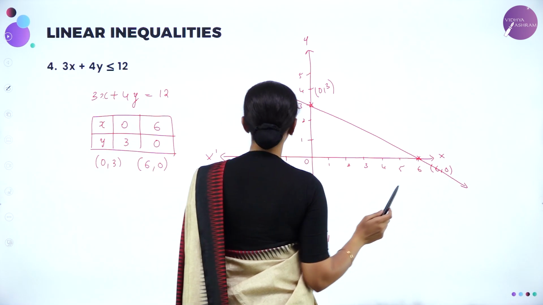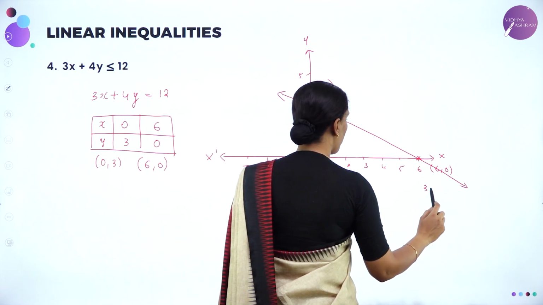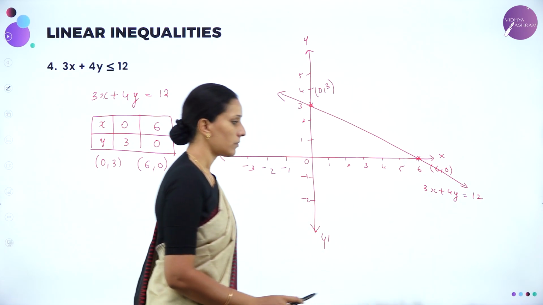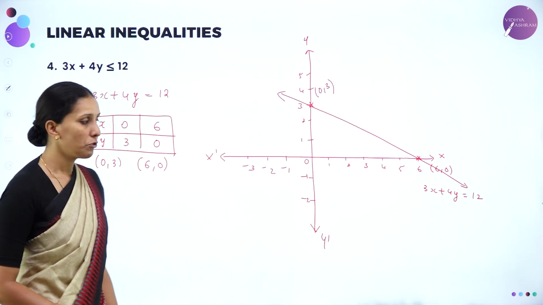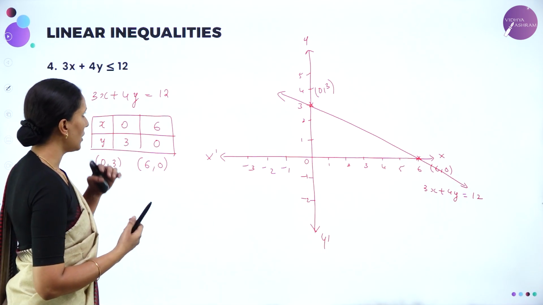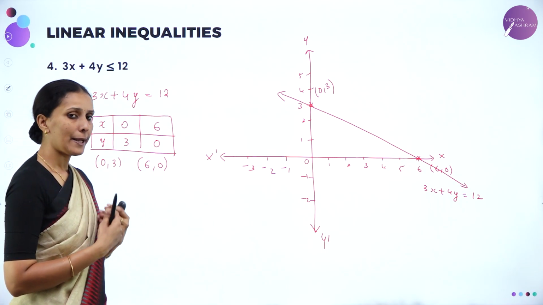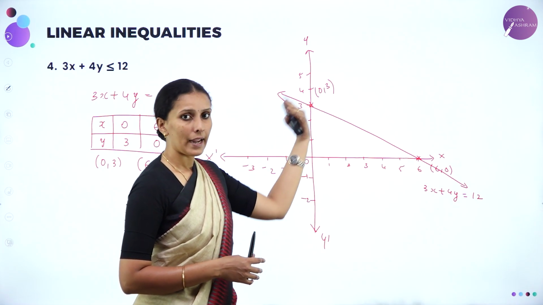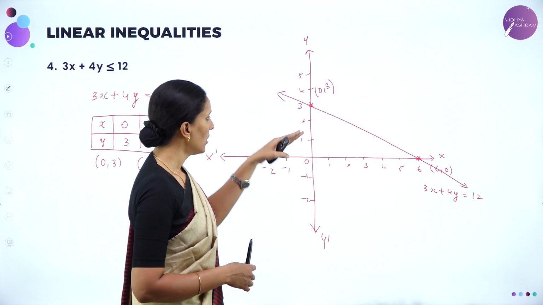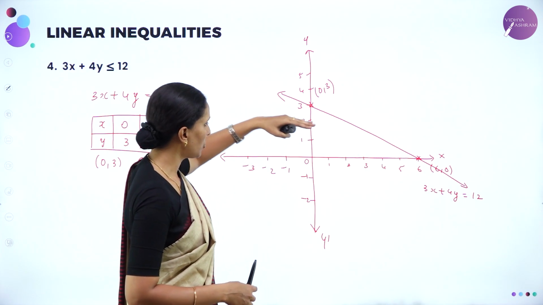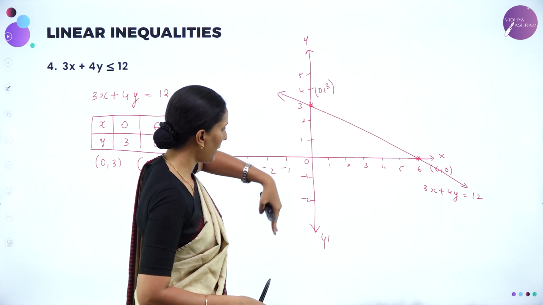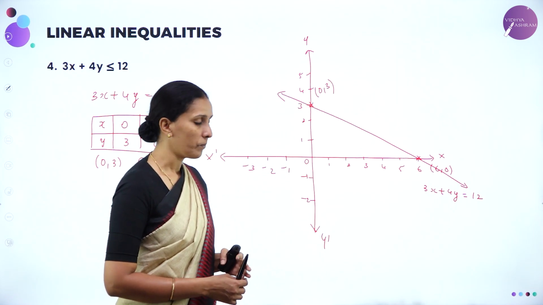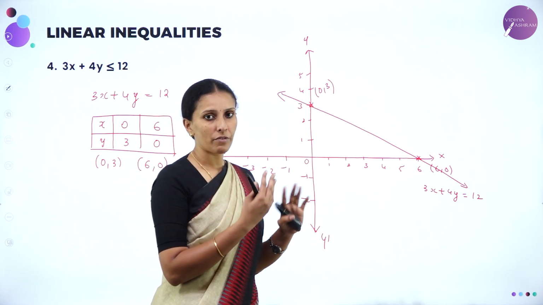So what is the equation of this line? 3x plus 4y is equal to 12. Now we need to find out the solution region. When we are finding the solution region, we can take any convenient point on either side of the 2 planes. This line is dividing the region into 2 planes. This is plane 1, which is region 1, and this is another plane, region 2. Now I can take any point from any region.